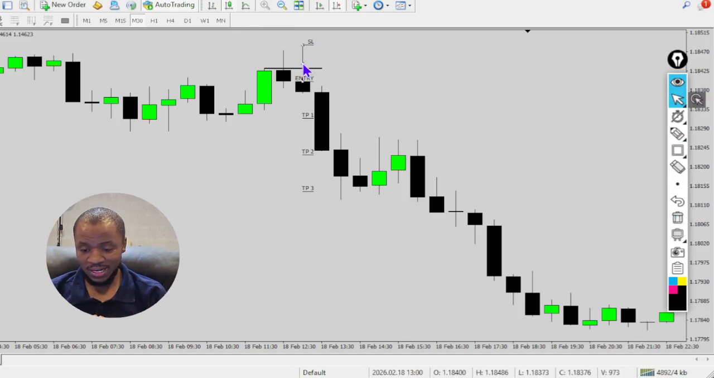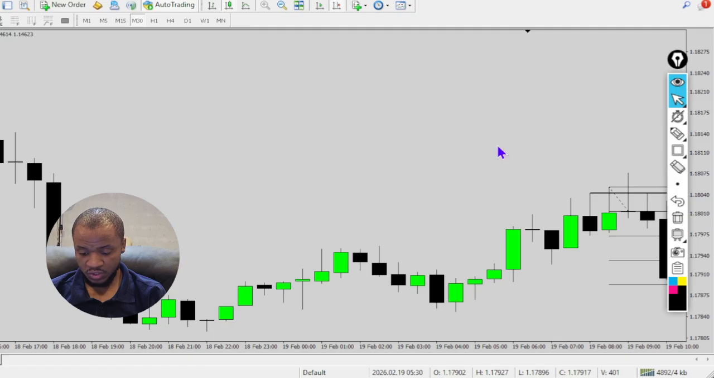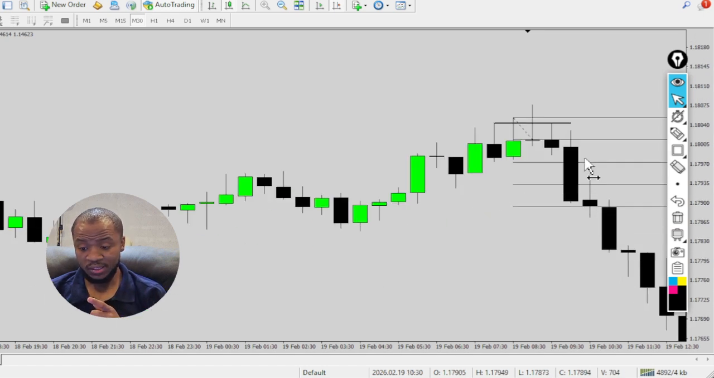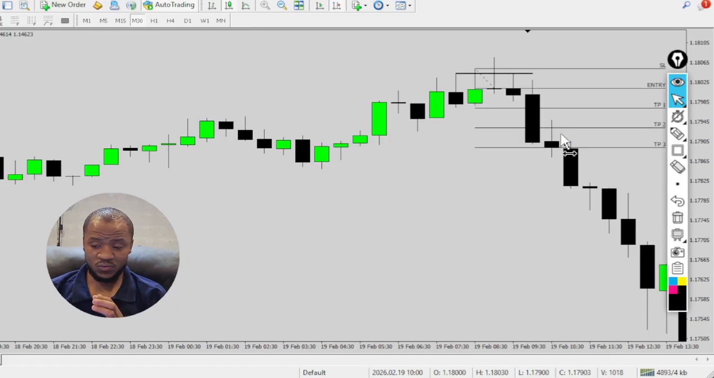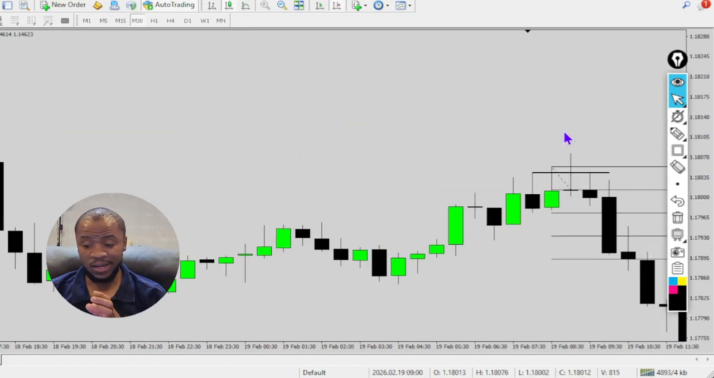Let me show you another example. Because CRT is basically difficult to find all the patterns, you're going to work to find these patterns, right? You're going to work to find them because they work good. I don't want to lie, they work good.